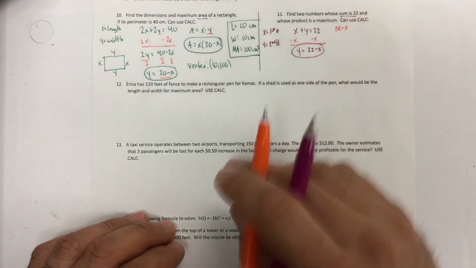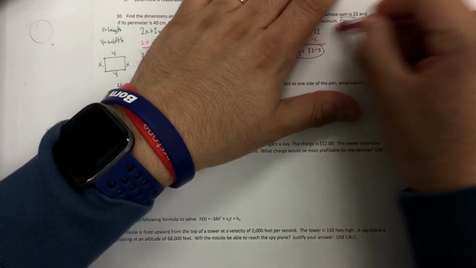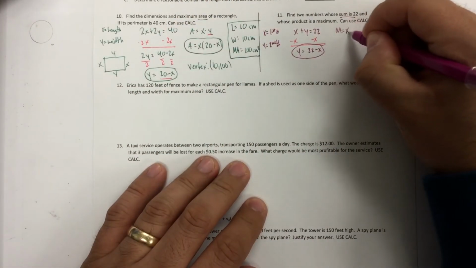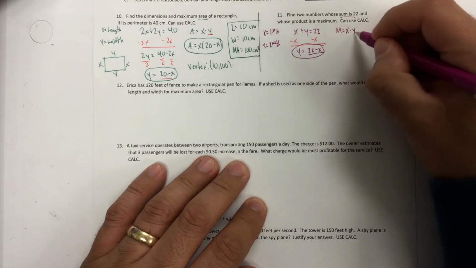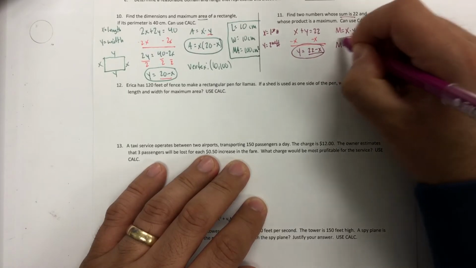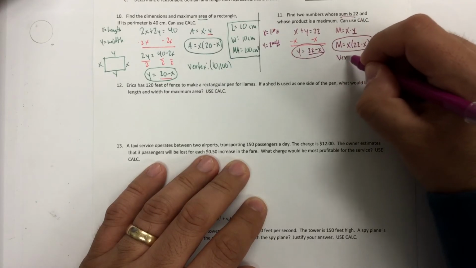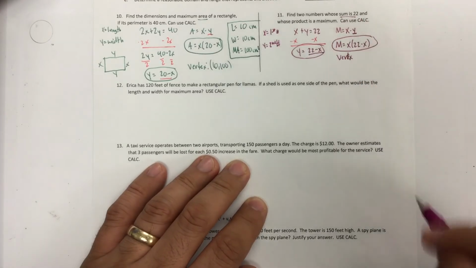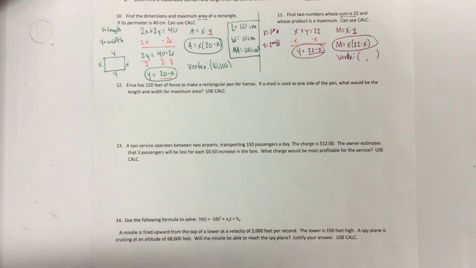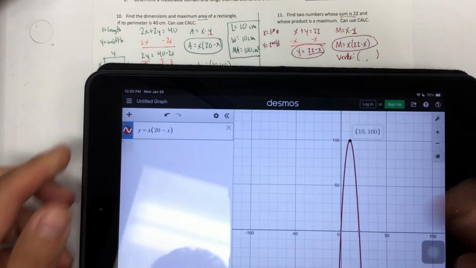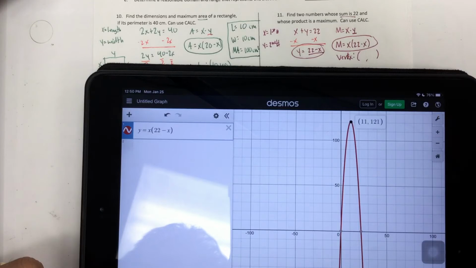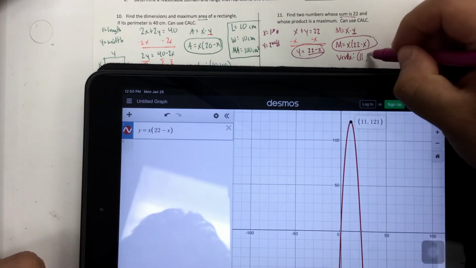For my second one, it says whose product is a maximum. So that means we're going to multiply them. So we'll say m for maximum equals x times y. Just like the previous one, we're going to substitute this for this. This is the one that's going to go into Desmos, and then we're going to find our vertex. So notice it's just very similar to the previous one, except that it changes to 22. Okay, so we go back to our vertex, which is at 11, 121.